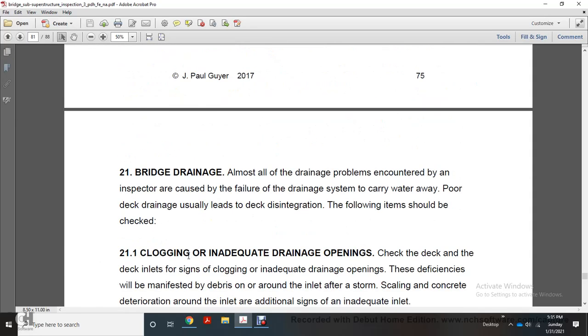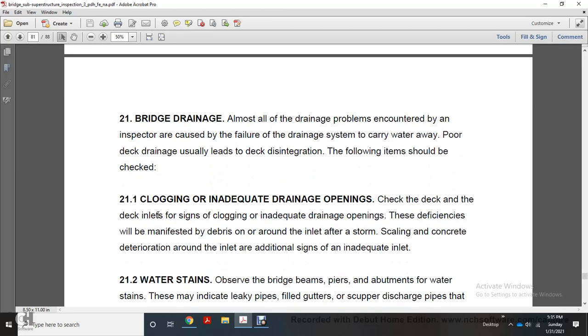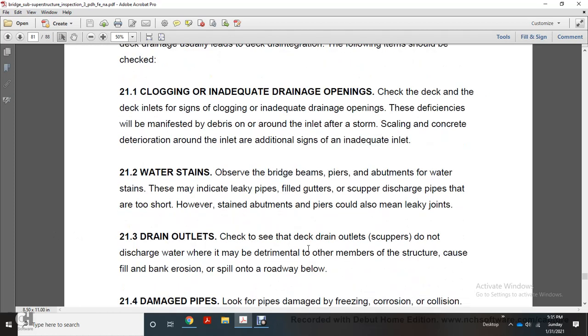21. Bridge drainage. Drainage problems encountered by an inspector call for checking for failure of the drainage system to carry water away. Poor deck drainage usually leads to deck disintegration. The following items should be checked. Clogging: check for inadequate drainage openings on the decks and deck inlets. Signs of clogging or inadequate drainage include debris around the inlet after a storm, scaling of the concrete, and deterioration around the inlet.